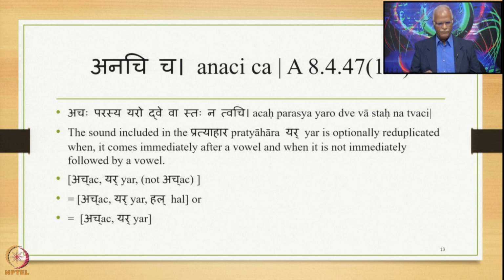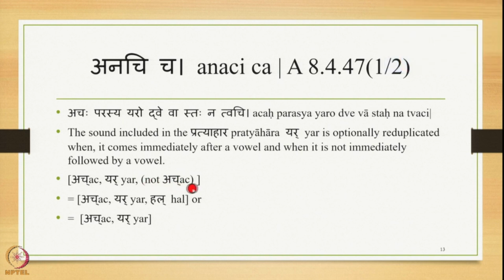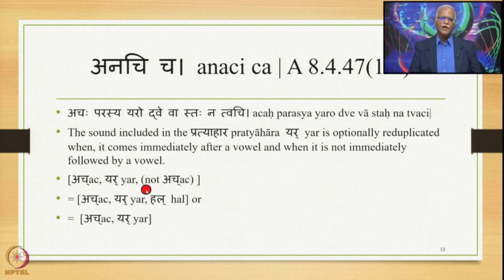So for example, when you have ach followed by yar followed by non-ach, what it means is that this is the condition for 8.4.47 to apply and reduplicate yar. What we mean by non-ach is made clear in these two bullets.